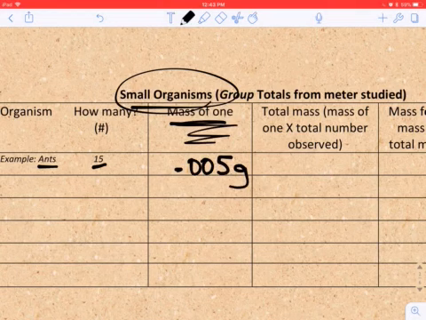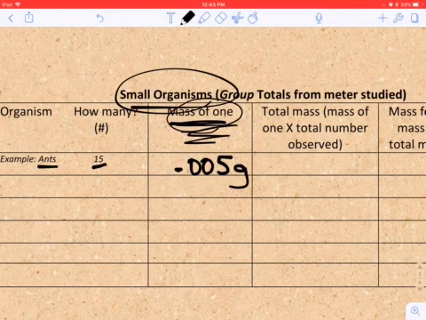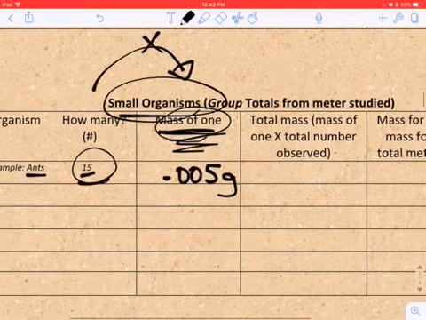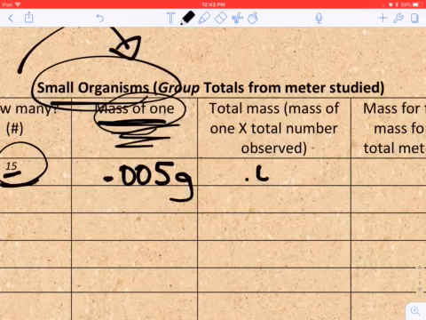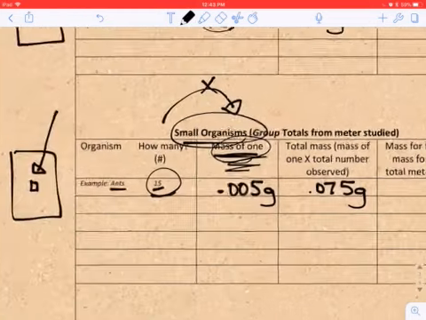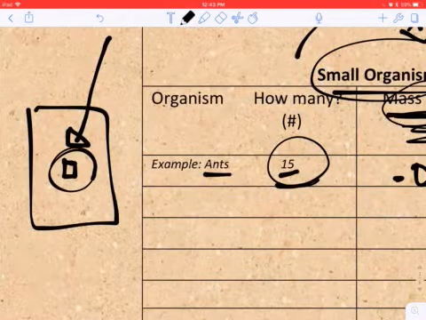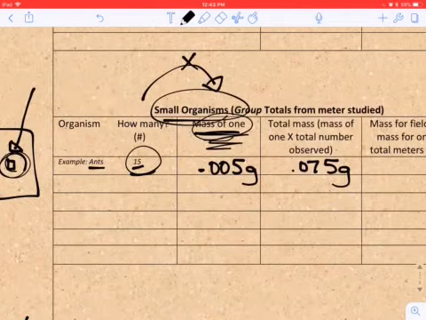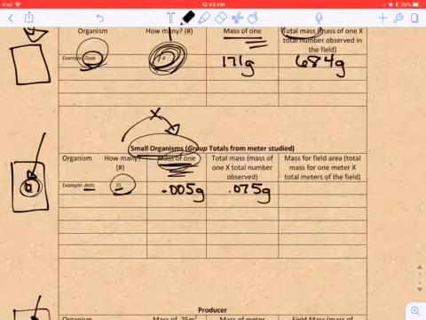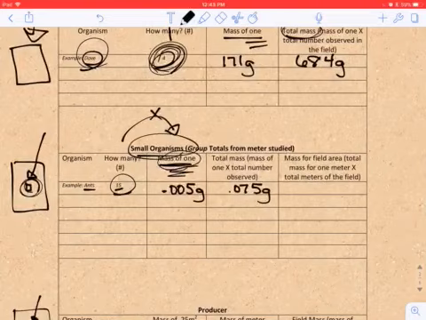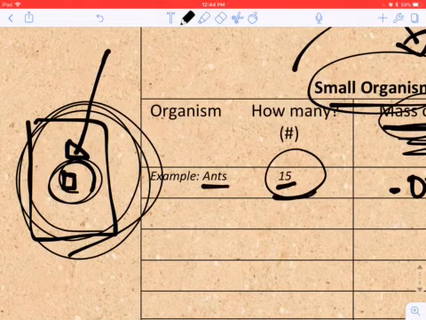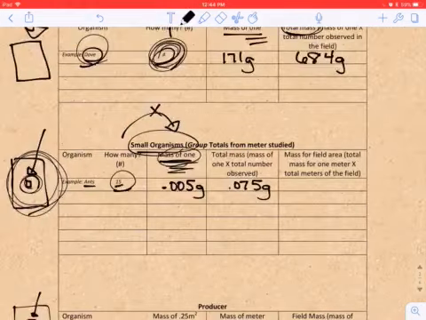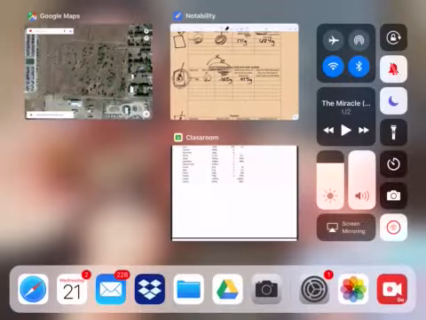Okay, so if that's a mass of 1, and we have 15 of them, you take this column times this column to get the total mass that you observed. That's going to be 0.075 grams. But that was just in your one little square, your one little meter by meter. So we have to take your meter and multiply it by the number of meters in the whole field. In order to do that, you have to know the whole field.